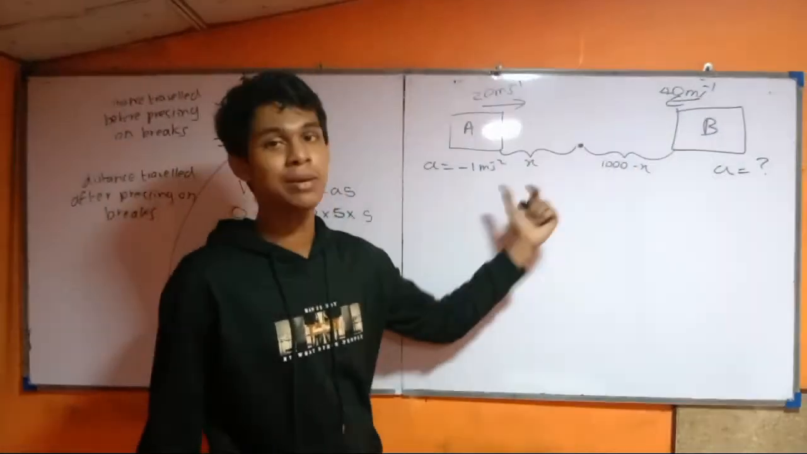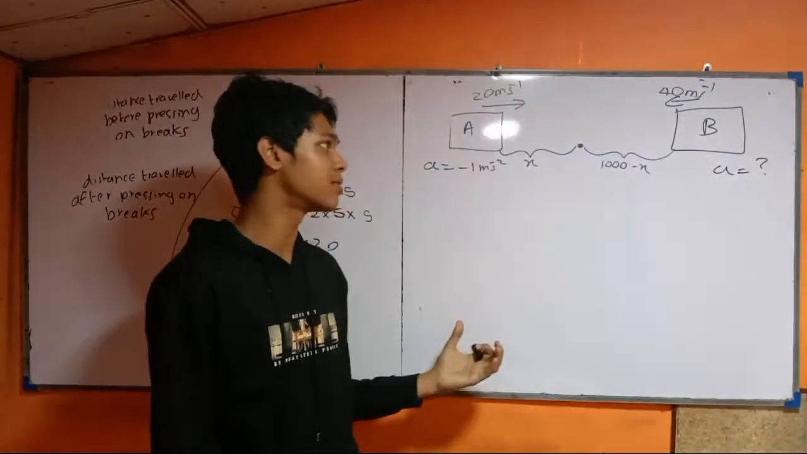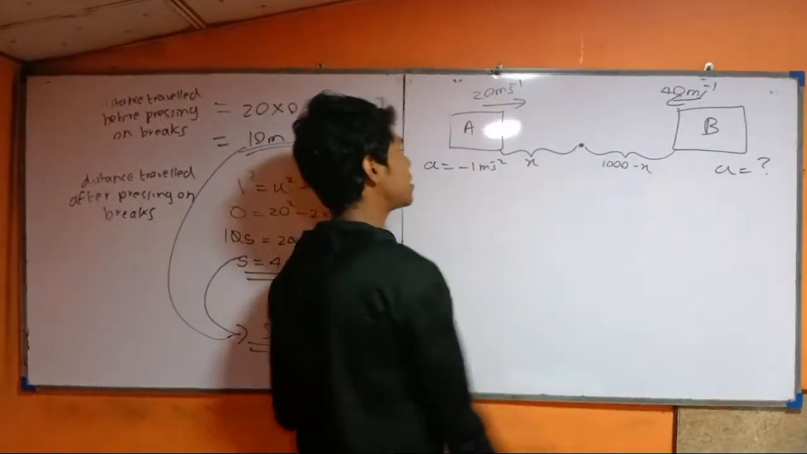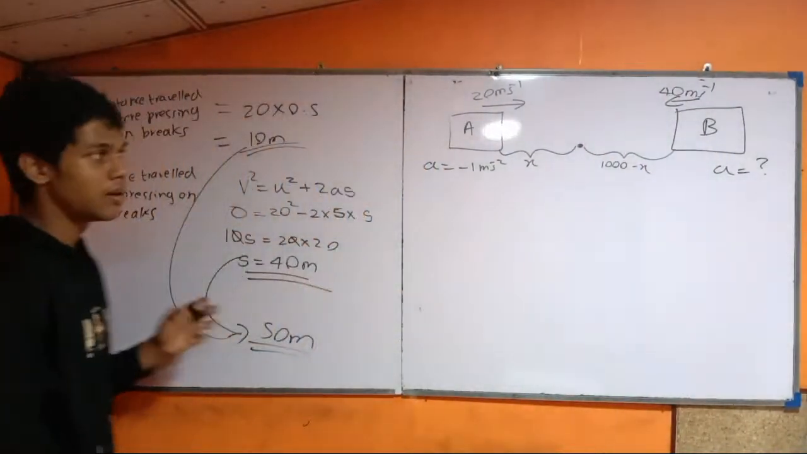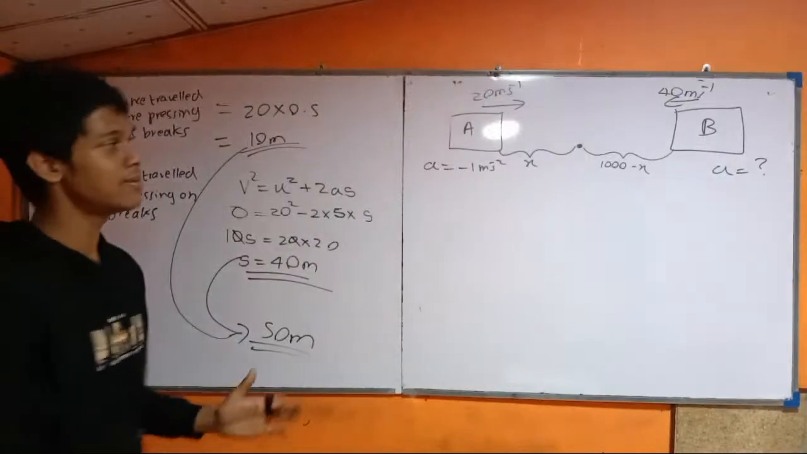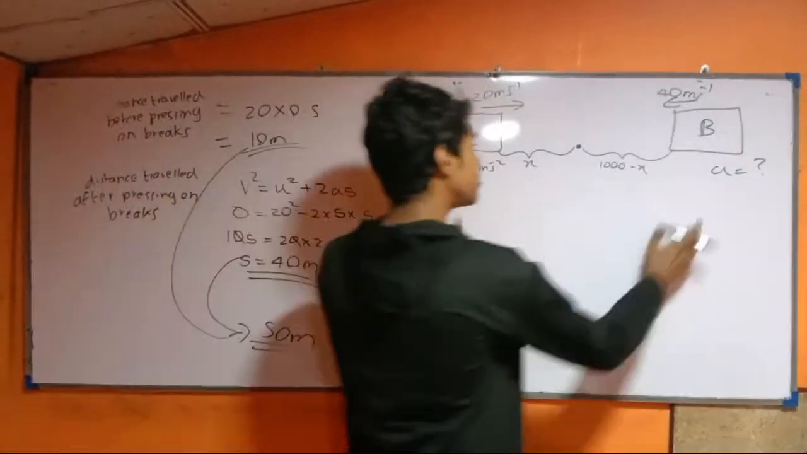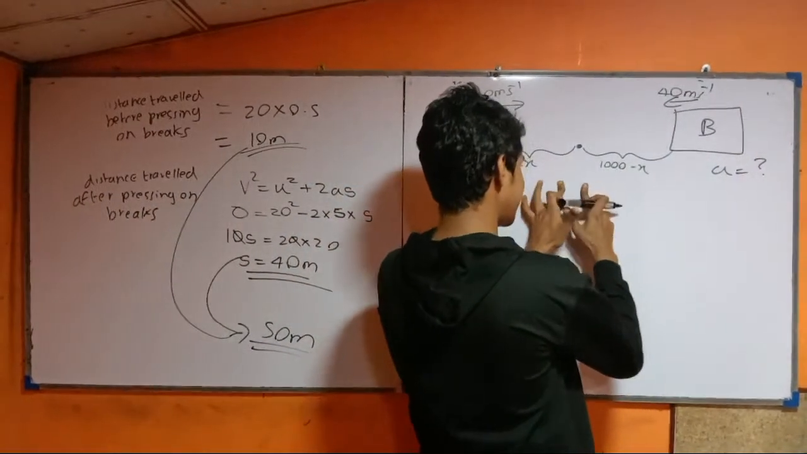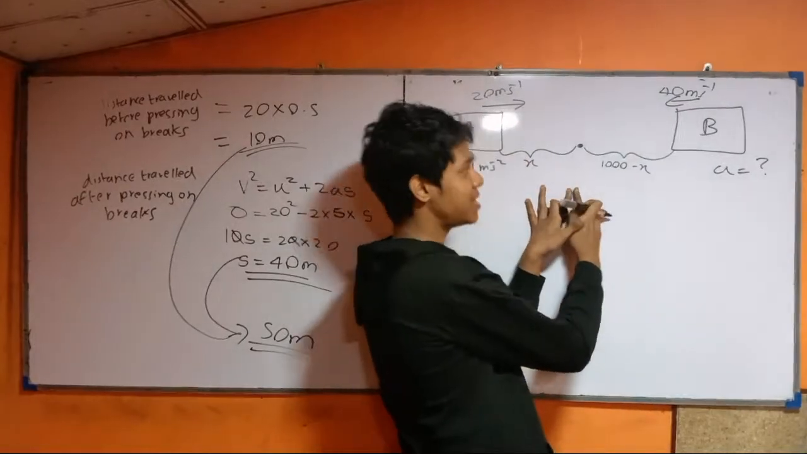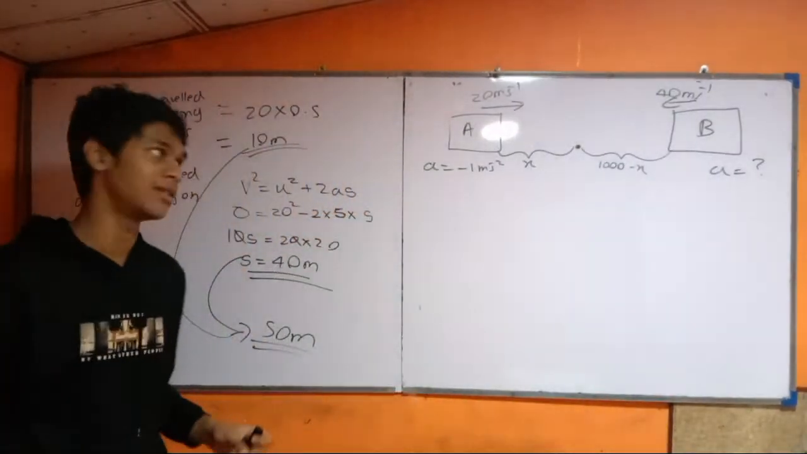Both of them should apply brakes to stop this accident. So what is the minimum deceleration which he should get in order to stop this accident? I mean, they should stop just touching each other. No accident, but touching each other. That is what we are going to find now.